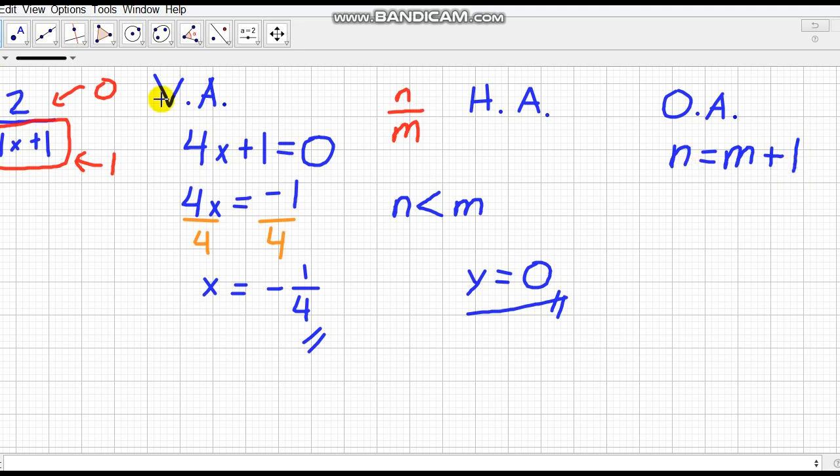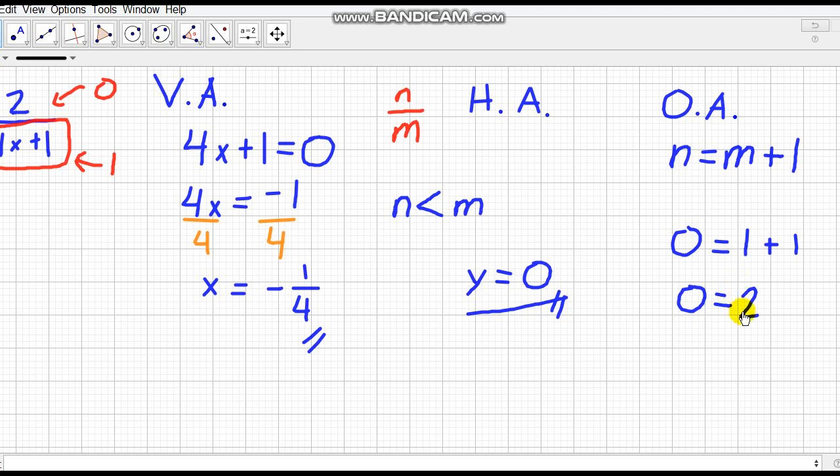Let's check if our example here follows the oblique asymptote. Since n is 0 and m is 1, we would need 0 to be equal to 1 plus 1, so 0 equals 2.